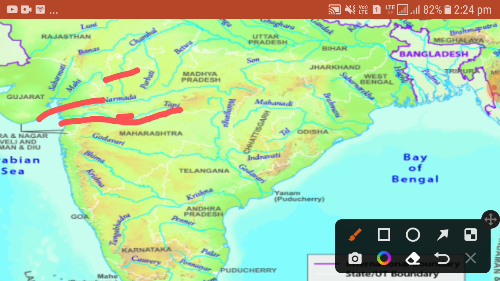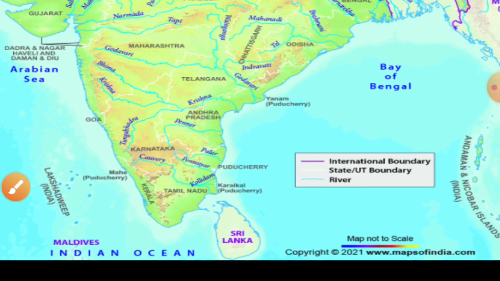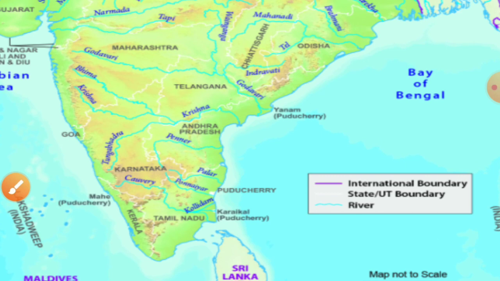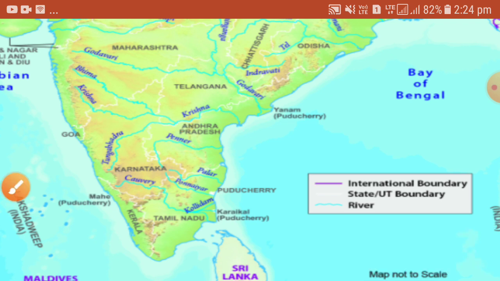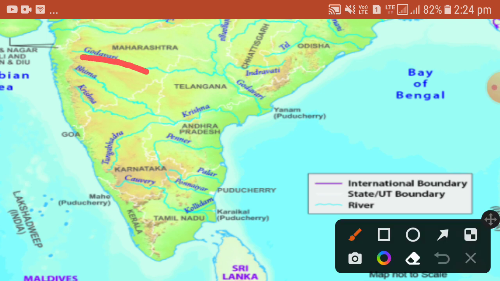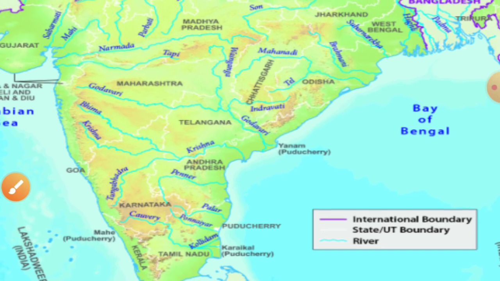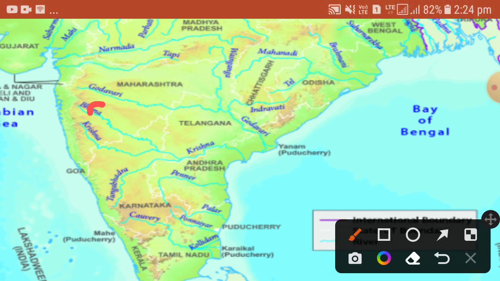So let us revise everything now itself. You can see Kaveri. It originates in Karnataka in Madikeri district and goes to Tamil Nadu. And Krishna. So Krishna is one of the largest rivers. It starts in Maharashtra and goes into Bay of Bengal. And again you can see Godavari. It also starts in Maharashtra and goes near Puducherry and all. And you can see other important rivers. Bhima. Bhima is a tributary of Krishna.